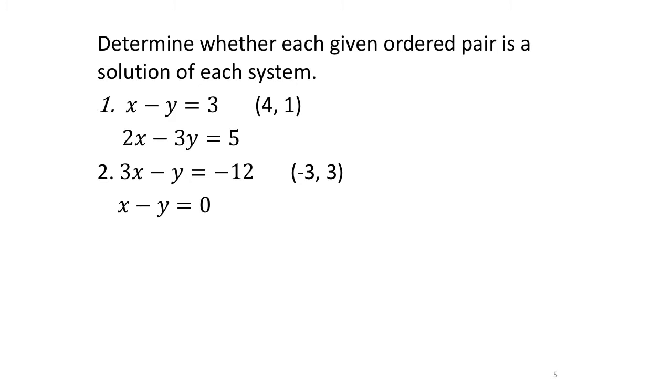So I'm going to start with x minus y equals 3. And I have my ordered pair here. I'll put it in green. So I can see the x value is 4 and the y value is 1. So in my equation, x minus y equals 3, I replace the x with 4, and then I replace the y with 1, because the x value is 4 in that ordered pair, and the y value is 1. And then I just see if it's true.